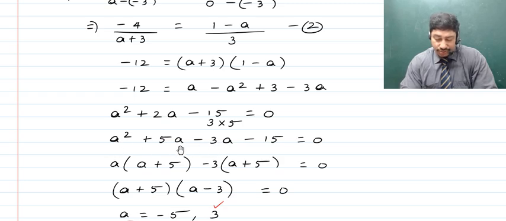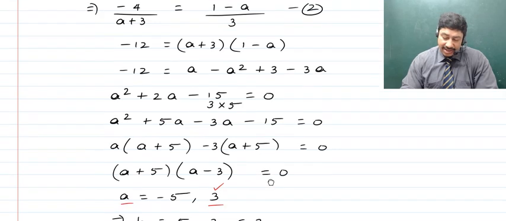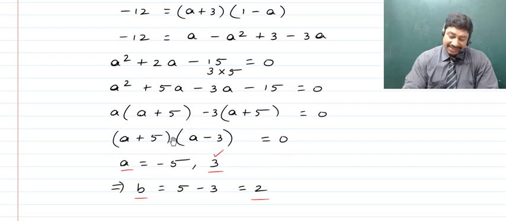So out of the first two terms in this polynomial, we can take a common outside, where we are considering this binomial. And further here, when we write a plus 5, this is going to go minus 3 times because it will give you minus 3a minus 15. So next we have a plus 5 times a minus 3, and it is equal to 0.